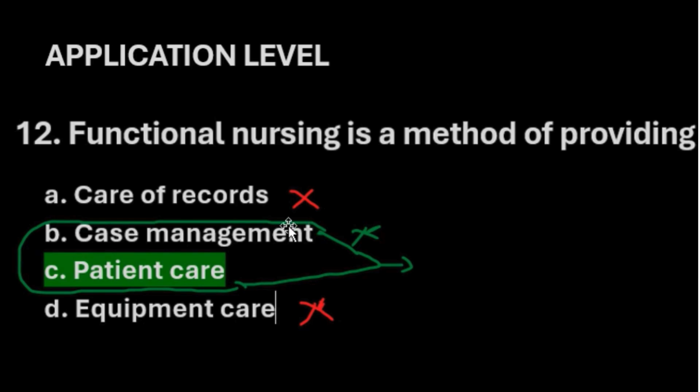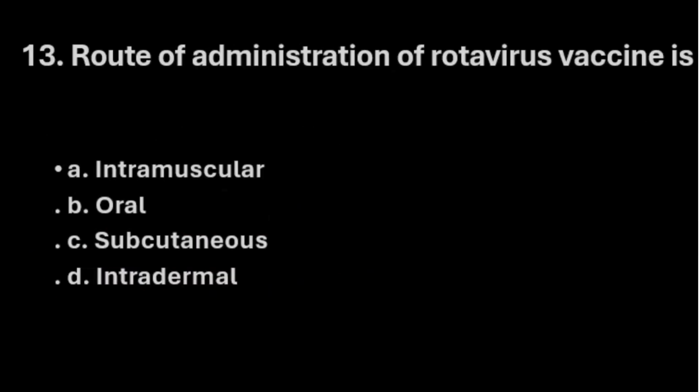You can see this application level question by this strategy. The question is functional nursing is a method of providing care of records. It can be eliminated because that is the medical record section, which is not our job. Equipment care is with biomedical or inventory managers, so that is also not related to the nurse. So the nurse will be with case management and patient care. In that, case management is more related to the case method, and functional nursing is more related to patient care. So this option from these two can be selected. This is the way of doing this kind of application level questions.